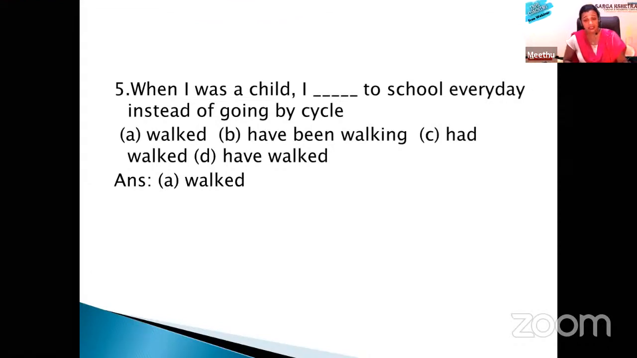It is something that happened, especially not in the recent past. When I was a child, I went to school every day. It is not something that is happening in the recent past. It happened in her childhood. So it is what?